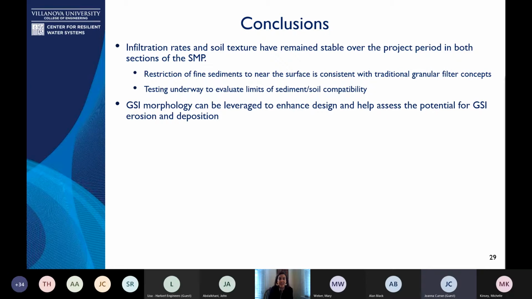And then for the GSI morphology, we can leverage this to enhance the design and to help assess the potential for GSI to be susceptible to erosion and deposition, and maybe alter the way that it's laid out to maximize or minimize our maintenance over time. And further, this information we can then use and transfer that knowledge to understand how rivers and floodplains change through time.